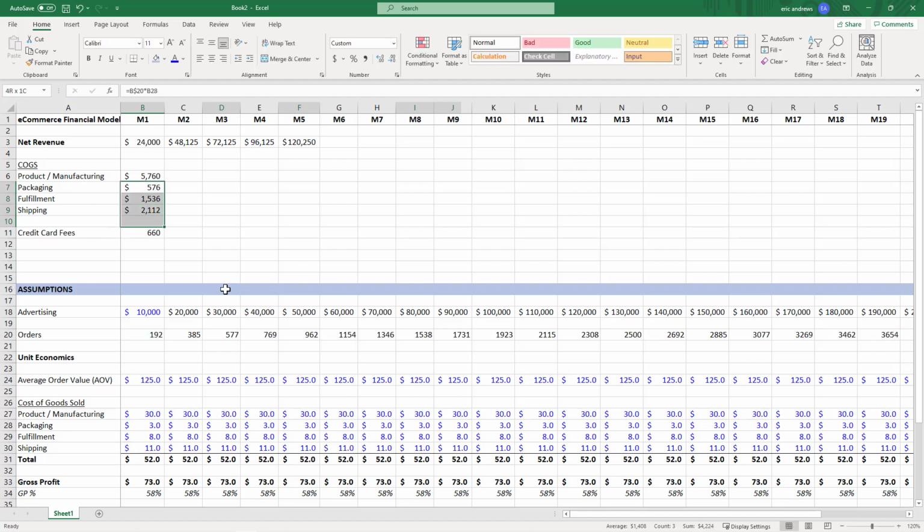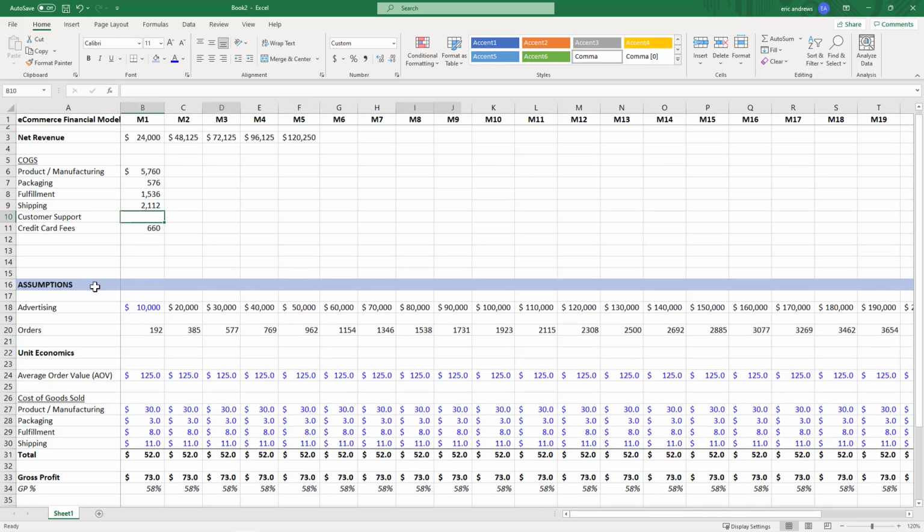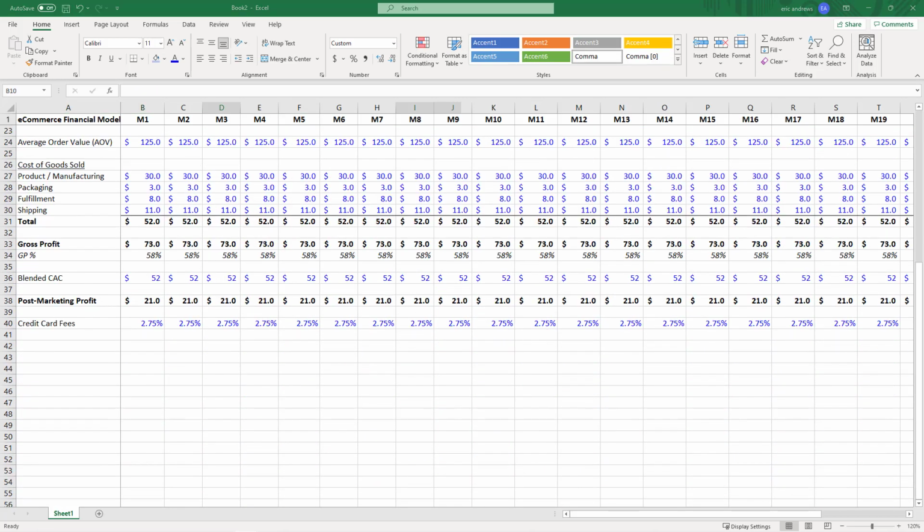So here we can see that we've got most of our costs calculated, but I want to say that we probably are going to have a customer support rep if we're ramping this thing up so fast. So what can we do for customer support? So I'm just going to make a series of assumptions. Let's say percent of orders with questions. So this is the percent of people basically emailing us.